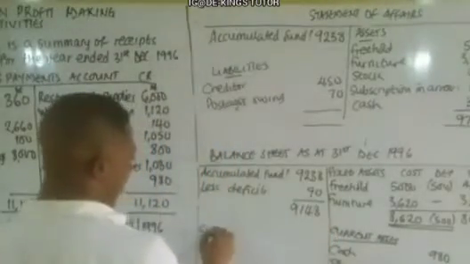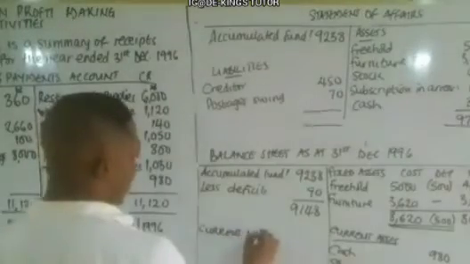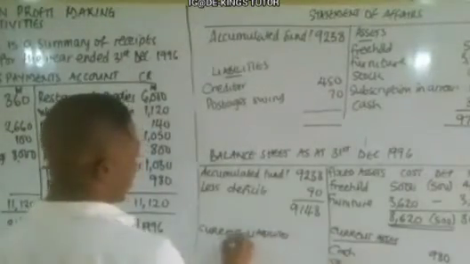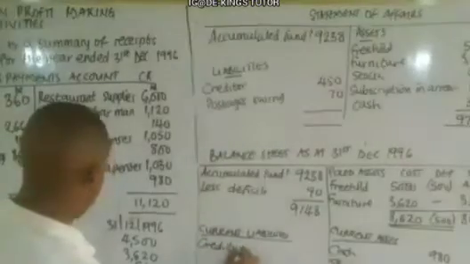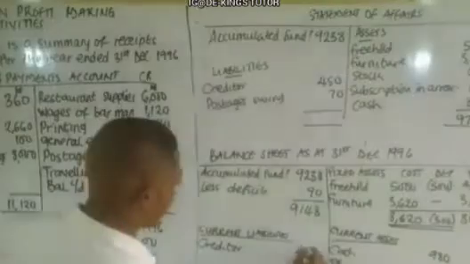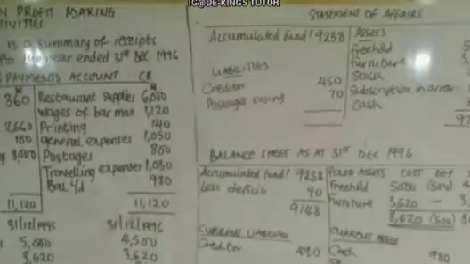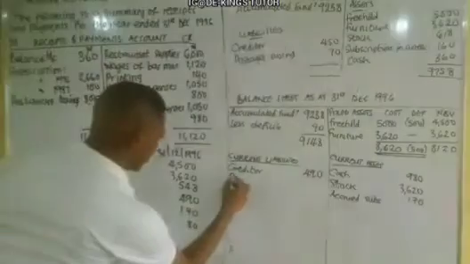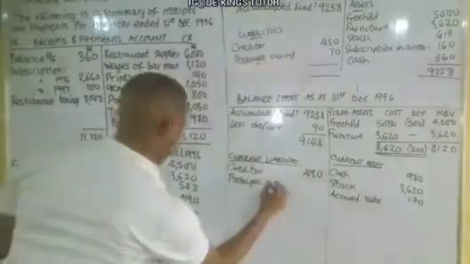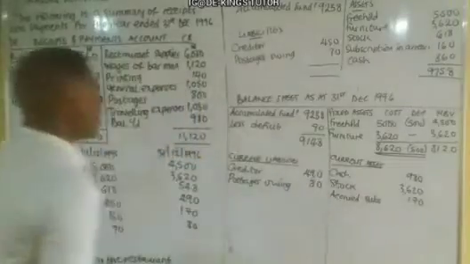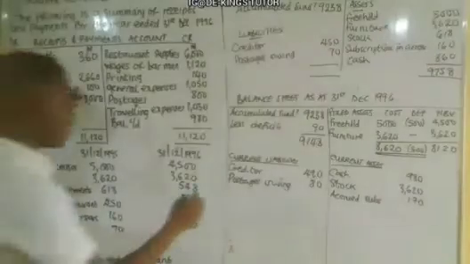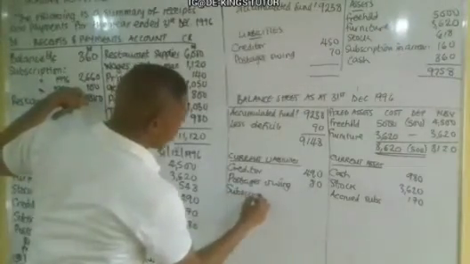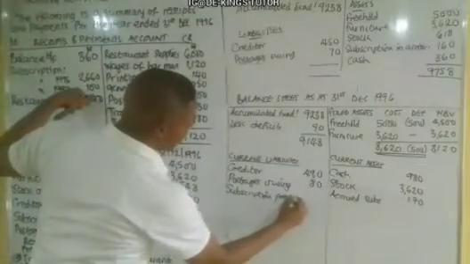So we have our current liabilities. So one of the current liabilities that we have here is our creditor, 490. Another one is postage. Postage owing, that's 80. Then, remember this 100 we said it was prepaid income that was paid in advance. So we said subscription, prepaid, 100.